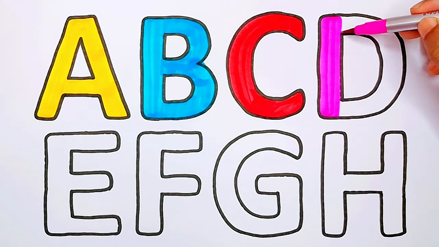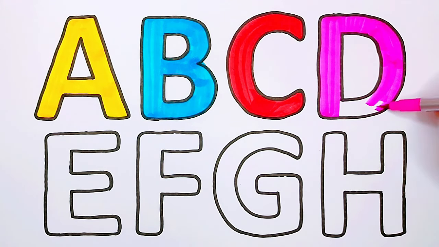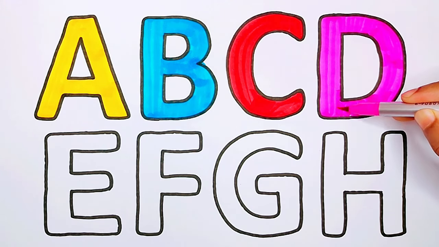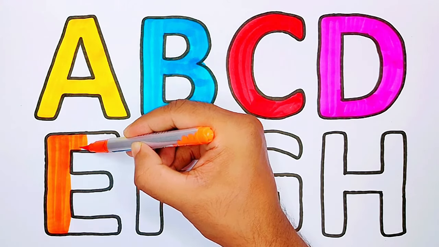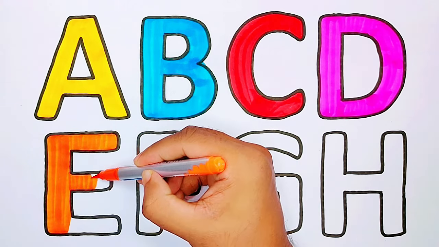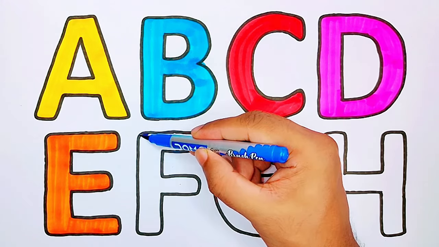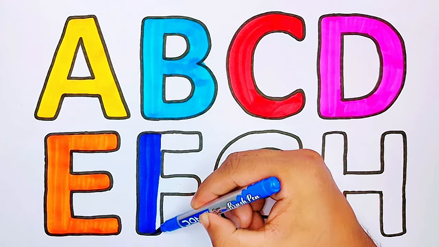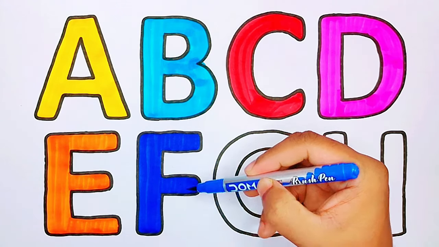D for donut. Orange color. E for earth. Blue color. F for pig.